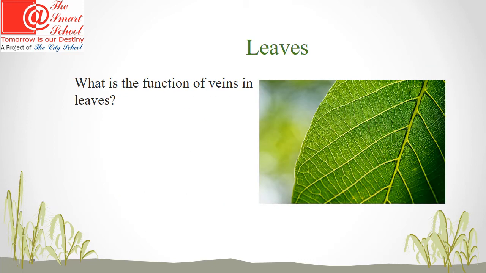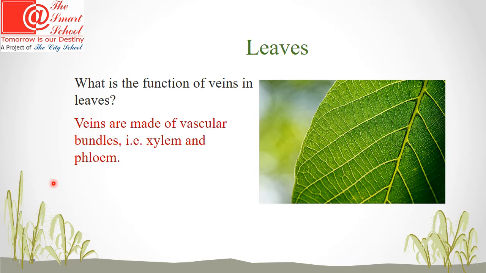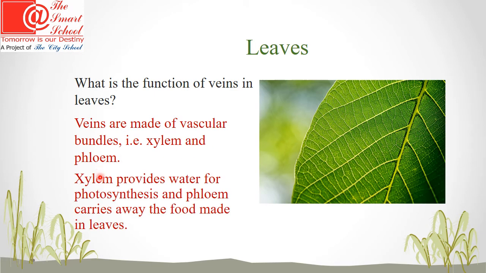Leaves have veins in them, but what is the function of those veins? Veins, as shown in this picture, are made of vascular bundles that are xylem and phloem. That means the xylem, which provides water for photosynthesis, and phloem that carries away the food that is made in the leaves, all of this would not have been possible without veins. Veins also provide support to the leaf. Now we shall see an animation that will show us the internal structure of a leaf.